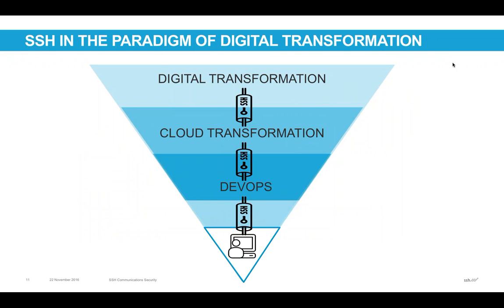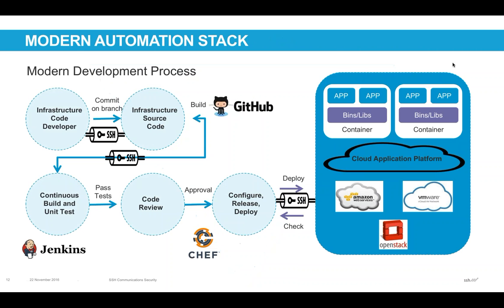So, how SSH plays in the digital transformation and in the DevOps play. SSH is basically the plumbing that works from the user's workstations into the DevOps processes all the way to the cloud and digital transformation. And here's an example of the modern automation stack where SSH plays a very critical role.